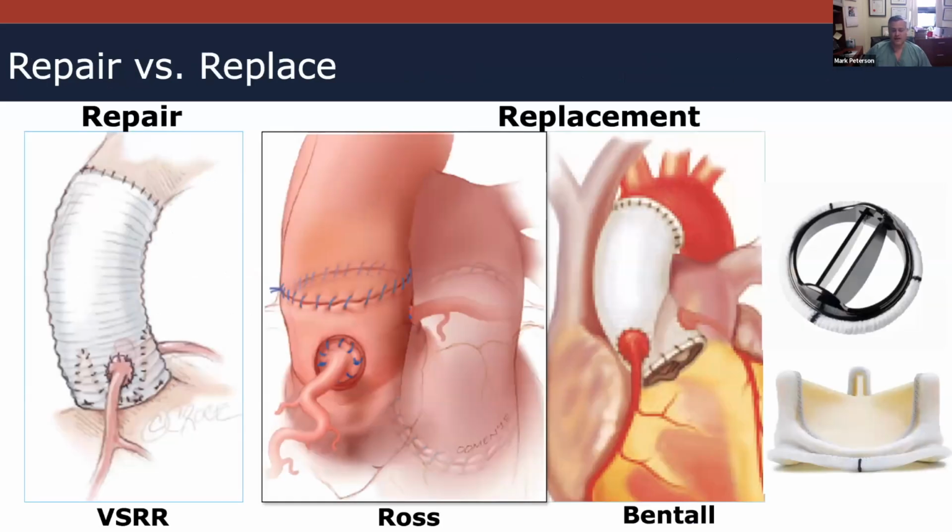So repair is usually in the form of some form of valve sparing root replacement, and we'll go into the options in a minute, or isolated valve repair if there's no aortopathy. And if we're talking about replacement, particularly in non-elderly patients, which I define as less than 60, although one could argue that patients in their early 60s who have at least 15 or 20 years of life expectancy, depending on their level of physical activity, one could consider them for a ROS. But as the patient population is older and higher risk, then we start thinking about more standard conventional options like tissue or mechanical Bentall, or straightforward tissue or mechanical valve replacement.